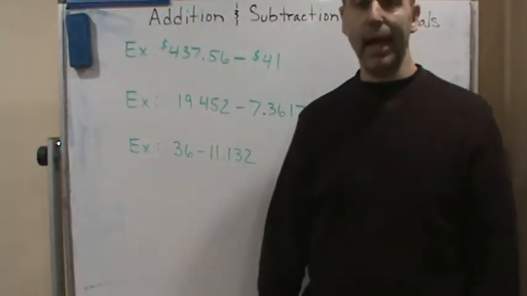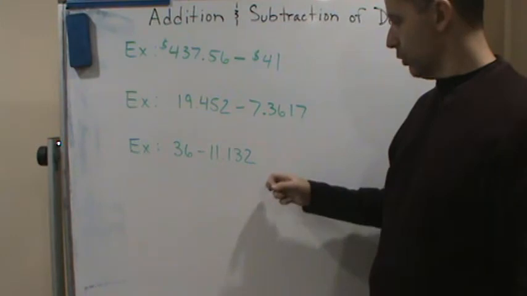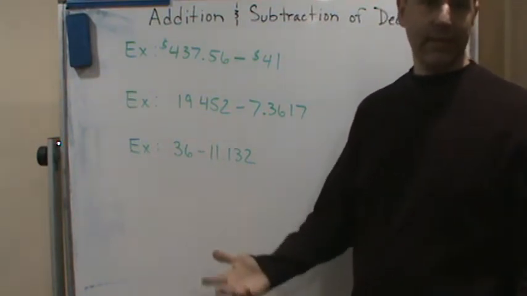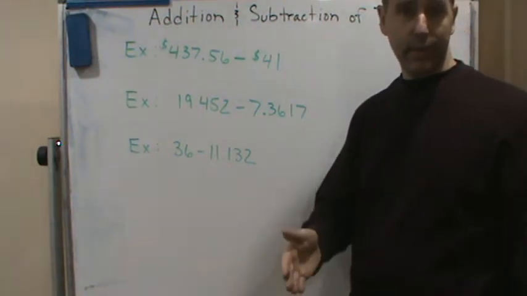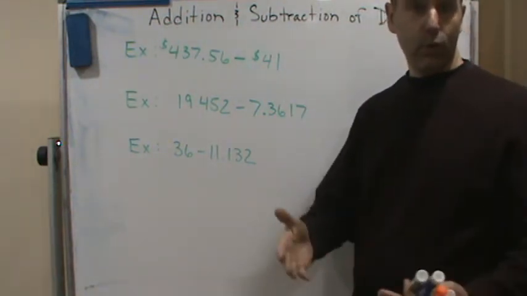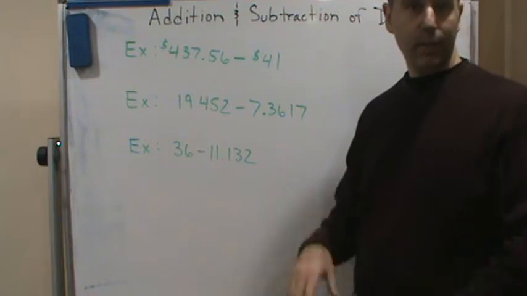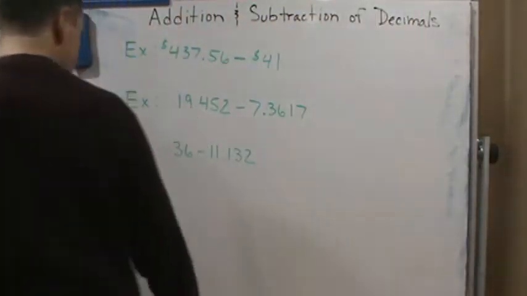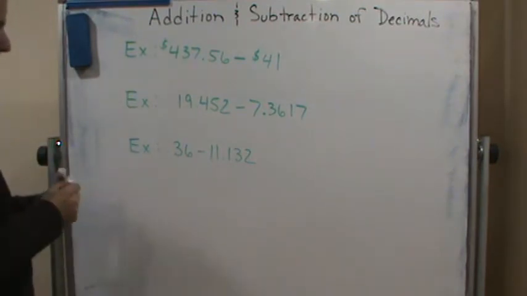Okay, so welcome back. Now what we're going to do is look at subtraction. Now subtraction is done the exact same way. Again, line up the decimal point and then subtract either left to right or right to left, and make sure that all the columns are lined up neatly.